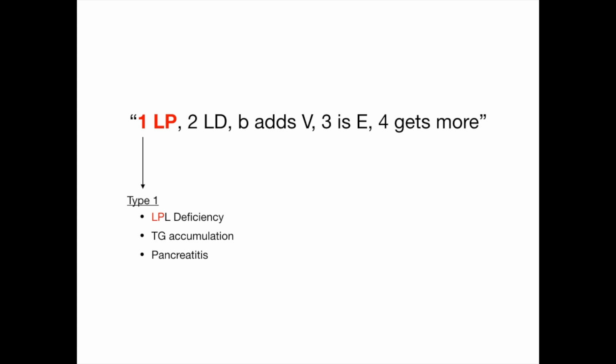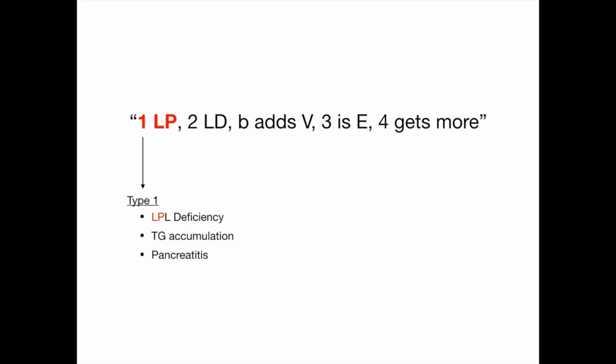Now, if you haven't started studying GI yet, it's incredibly important and high yield to know that anything that markedly increases triglycerides can cause pancreatitis. So type 1 familial dyslipidemia, the high yield finding is pancreatitis. That's because of a triglyceride accumulation. The triglyceride accumulation is due to LPL deficiency. And the way that you memorize LPL deficiency is by saying 1 LP.